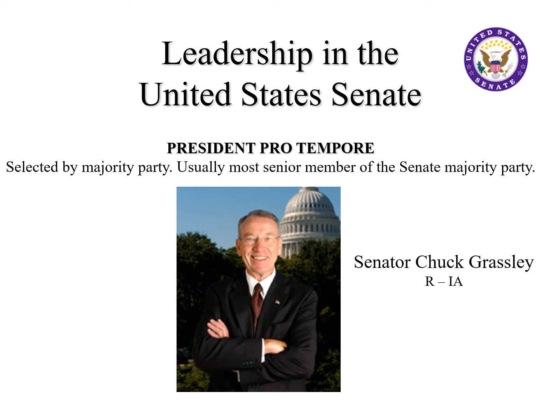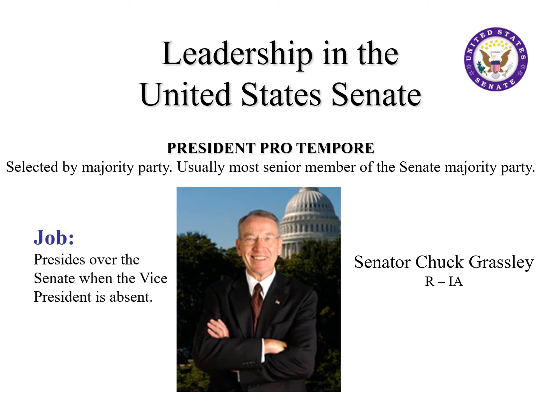Or they've been serving the longest. Sometimes it can be both. But in this case, he's the oldest Republican. If you're wondering why it's not Dianne Feinstein, who's 87, that's because she's a Democrat. So the job of the pro tempore is to preside over the Senate when the vice president is absent.